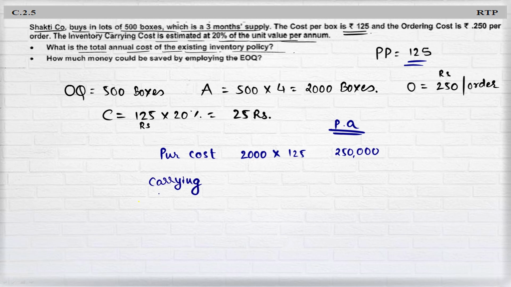Carrying cost. Sir, we can use Wilson's formula. No, Wilson's formula is only to find the economic ordering quantity, not the carrying cost. What will be the carrying cost? How many boxes are you ordering per order? Let me write down the formula. It is OQ upon 2 multiplied by C. OQ is 500 divided by 2 multiplied by C, which is 25.